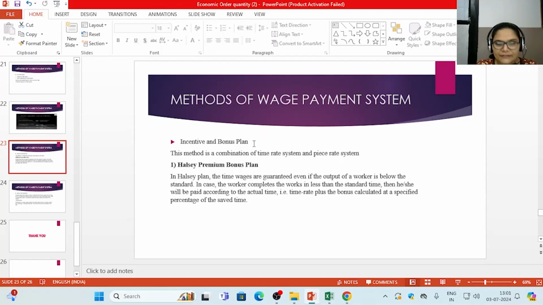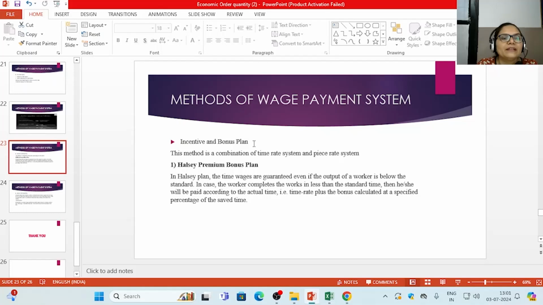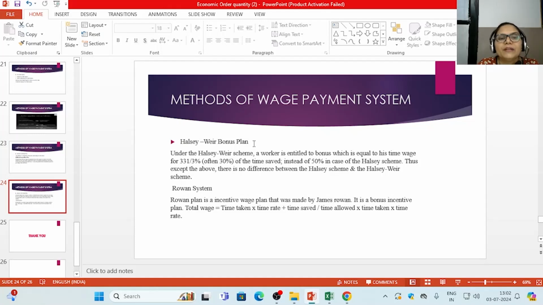Next is Halsey plan, where a worker is entitled to a bonus which is equal to his time wage instead of 50% in case of Halsey scheme. Thus, except the above, there is no difference between Halsey scheme and Halsey plan. In case of Halsey plan, the bonus is given according to 50% of time saved, but in case of Halsey premium, it is 30% of time saved. Otherwise, both systems are same.